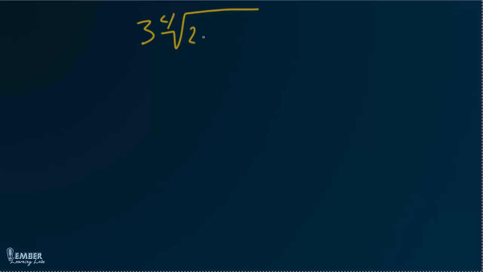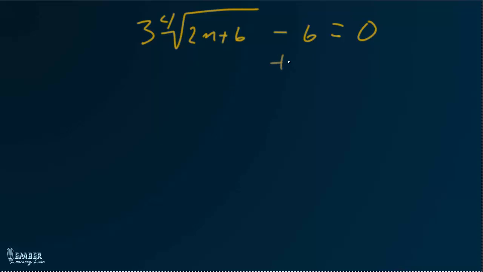So we've got 3 times the 4th root of 2n plus 6 minus 6 equals 0. Okay, so we're going to do a lot like we did on that first problem, and we are going to go in and isolate the radical. So we're going to add 6 to both sides.